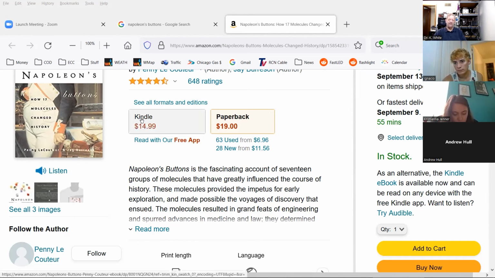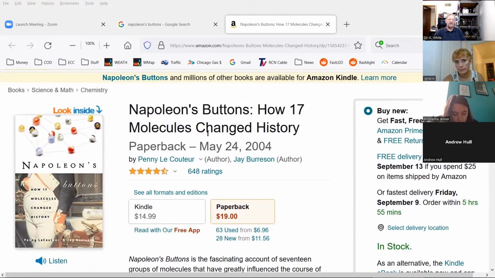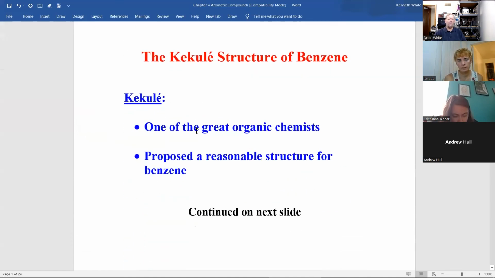It's called friable. Well, this has a number of molecules, and most of those are organic molecules, and a number of them are aromatic molecules. Now, when you talk about aromatic compounds, if you're an organic chemist, immediately you think of one of the greatest of all organic chemists, Kekulé.